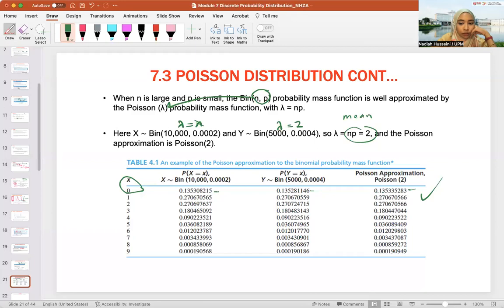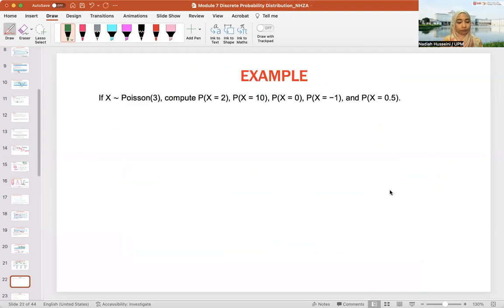Stop sharing. Share. So I got 0.1353, which is the same. So again, you can use Excel to double check your work. Okay, moving on. Does anyone have any questions? So everyone's okay, right? So let me continue.